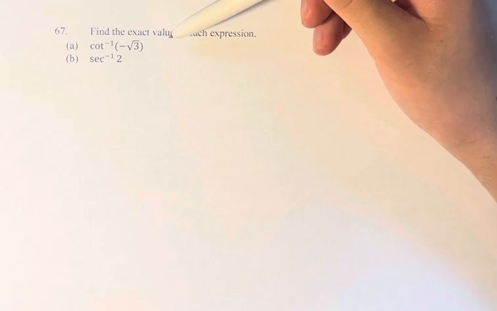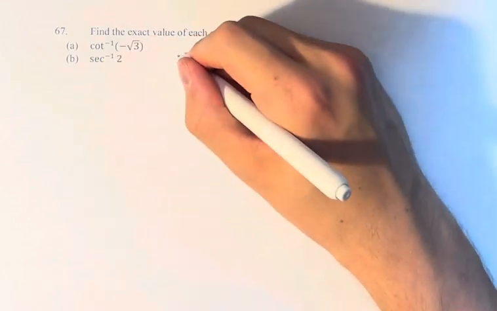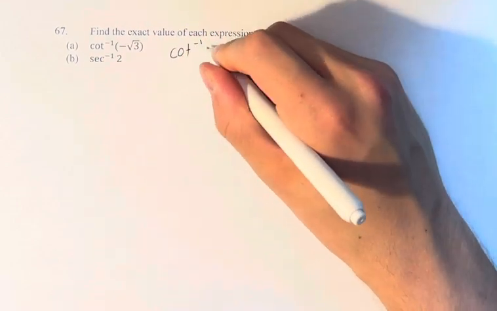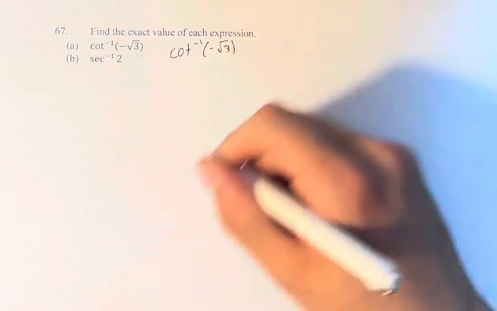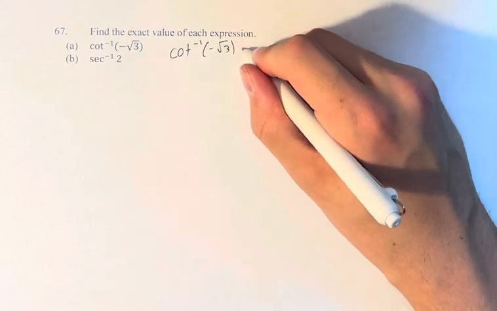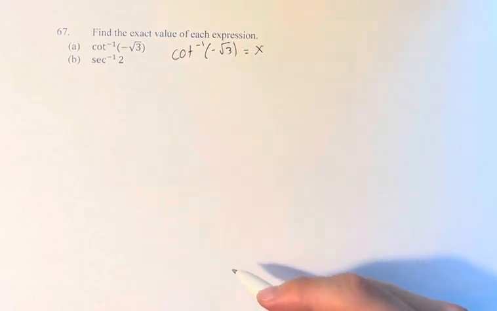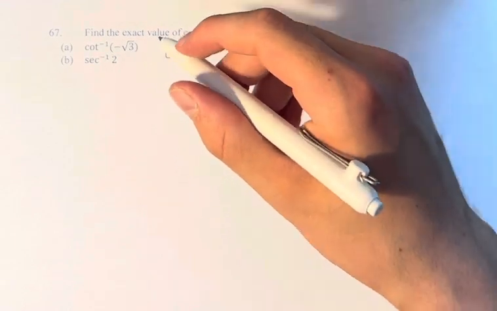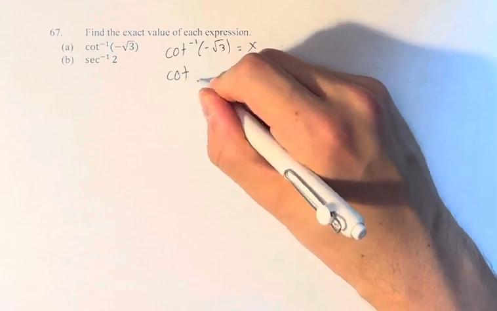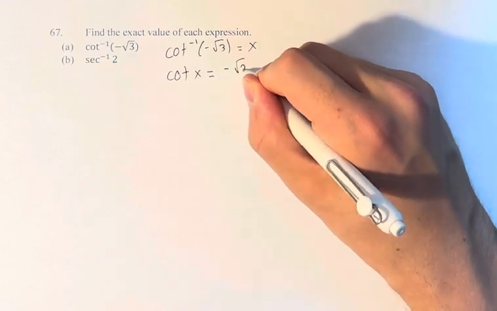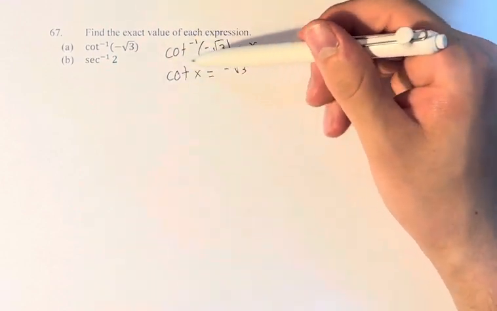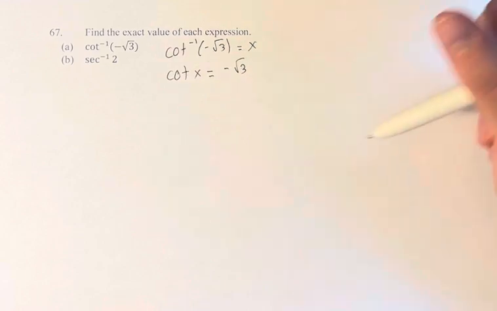In this problem we're asked to find the exact value of each expression. So here we have cotangent inverse of the negative square root of 3. This is equal to some value x, and we want to find x. We know, therefore, that cotangent of x equals negative square root of 3. When you're undoing the inverse, you can swap the variables.